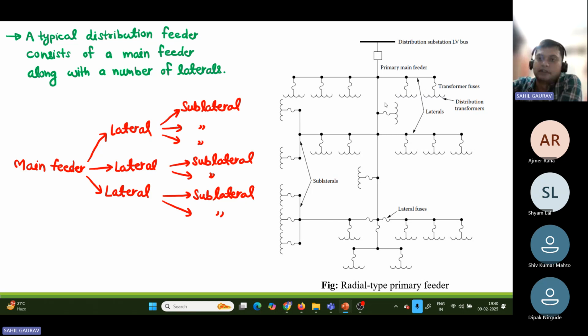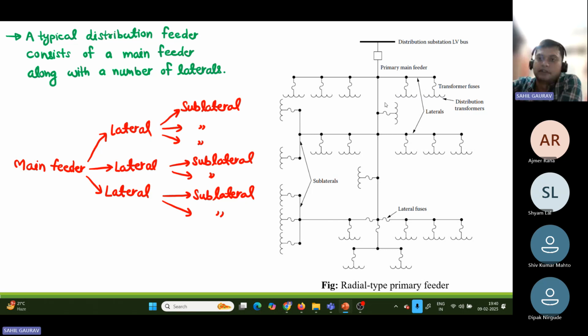So this notation is for a fuse, and then we have this distribution transformer, and these are transformer fuses, already written, no need to write. And from laterals, we have sublaterals coming out, and if a fuse is used in these laterals, then we call it a lateral fuse.